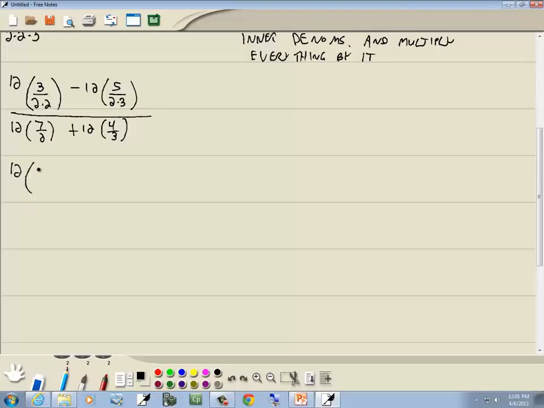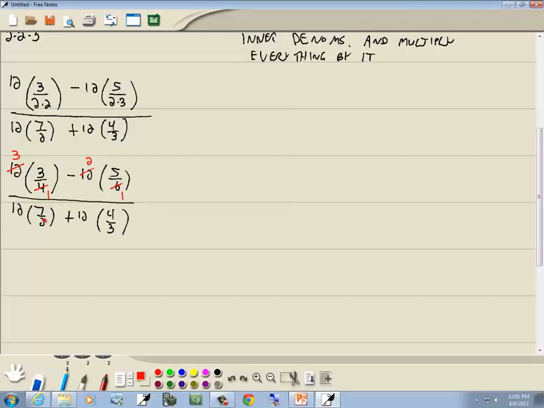Okay, let me put it back the way it was. So I've got 12 times 3/4 minus 12 times 5/6, over 12 times 7 halves plus 12 times 4/3. Now multiplying everything by it, we're going to see some things cancel. Here we've got 12 and 4, those are both divisible by 4. 4 divided by 4 is 1. 12 divided by 4 is 3. Here we've got 6 and 12, they're both divisible by 6. 6 divided by 6 is 1. 12 divided by 6 is 2.